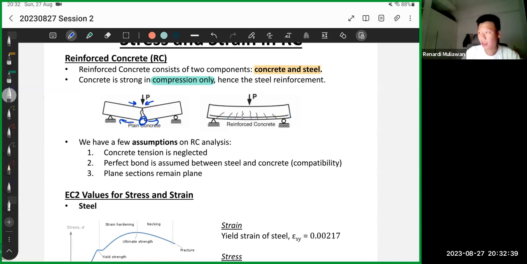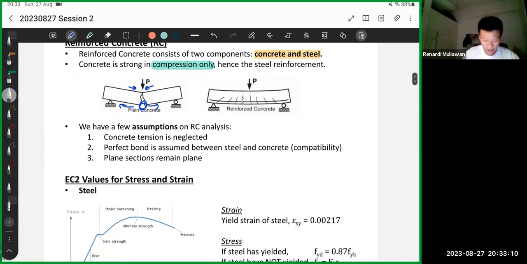So we have a few assumptions when analyzing steel and concrete. First things first, concrete tension is neglected. Concrete actually has very little tension strength, but we ignore it because one, the calculation is simpler, and two, it's more conservative. So we assume concrete doesn't have any tension. That's our first assumption.